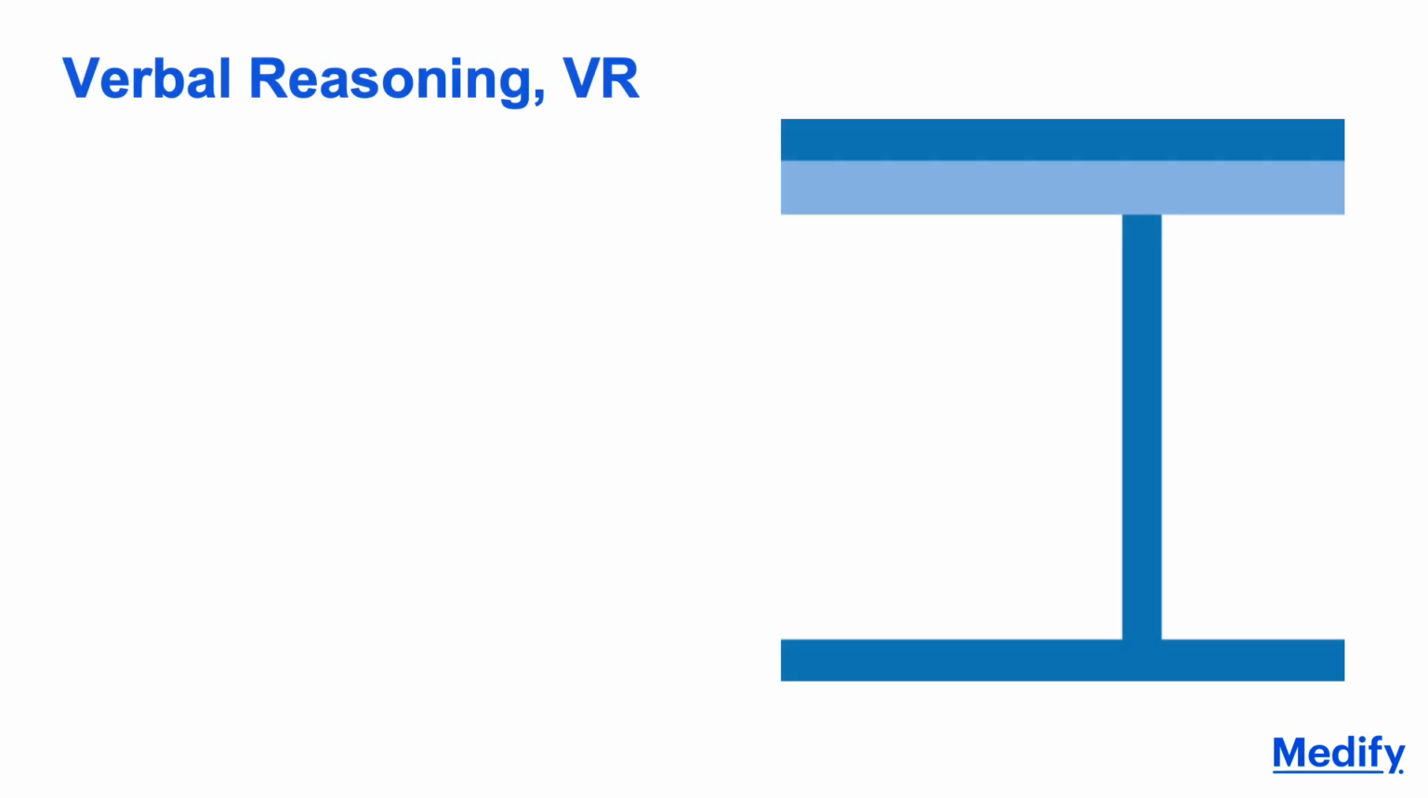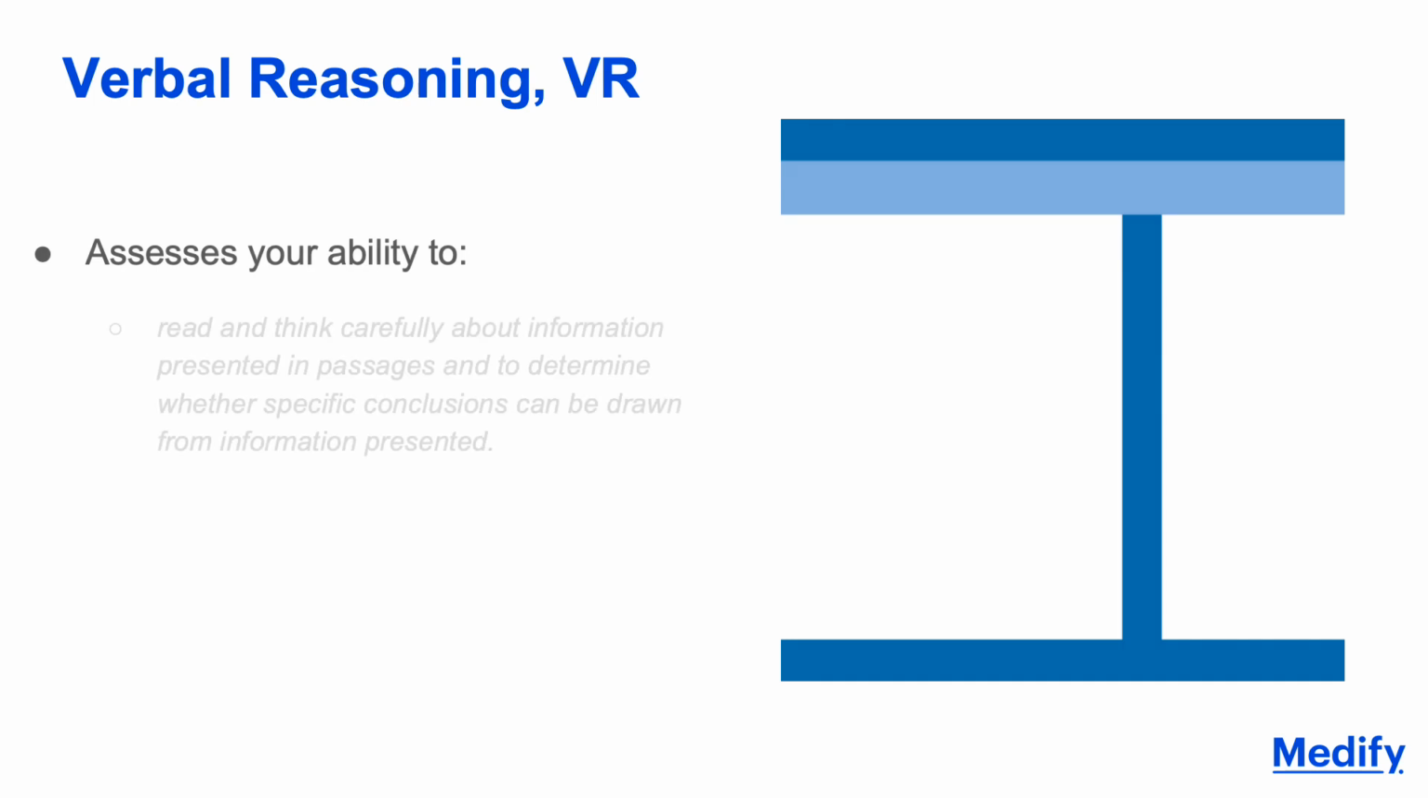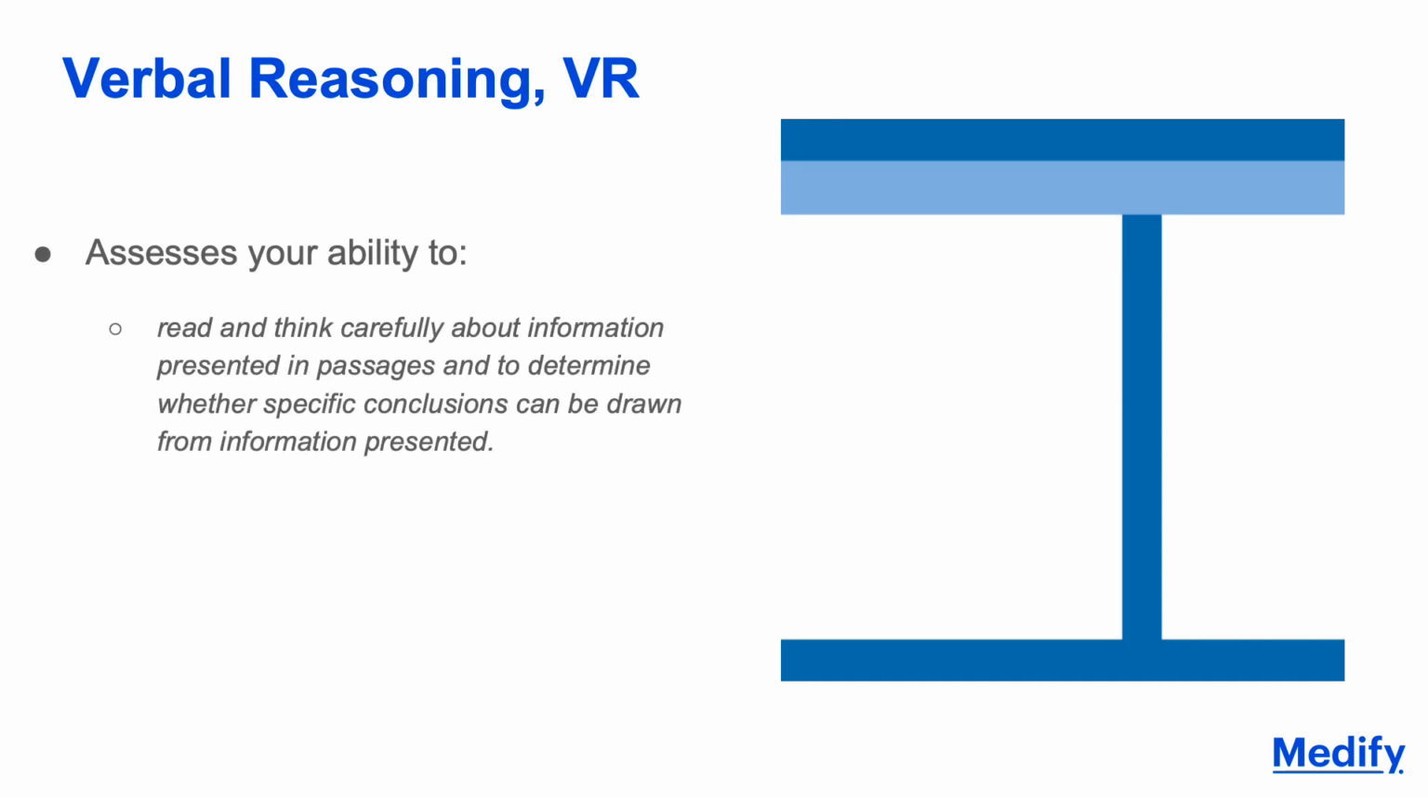VR is the first section of the test. The UCAT administrators state this assesses your ability to read and think carefully about information presented in passages, and to determine whether specific conclusions can be drawn from information presented. This is important because doctors read textbooks, research papers, and clinical protocols. The ability to make inferences, judgments, and conclusions rests on their verbal reasoning ability. So in this section, you will have to answer 44 VR questions in 21 minutes. You will encounter 2 question types: reading comprehension and true, false, and can't tell questions.